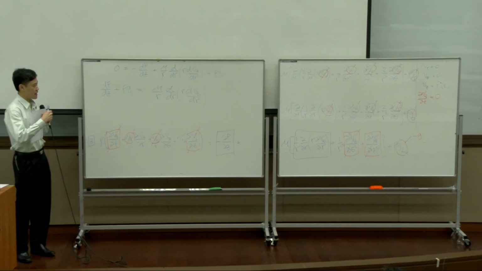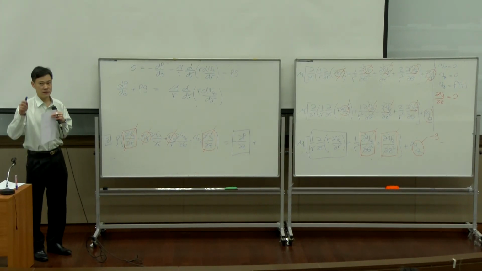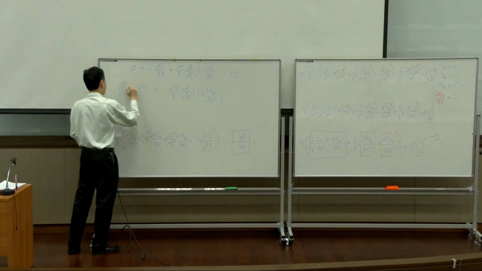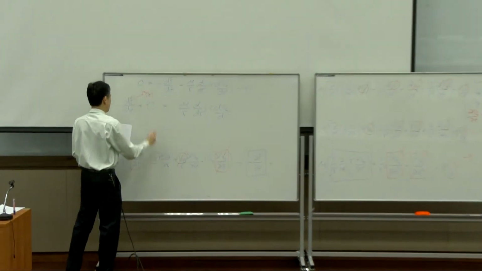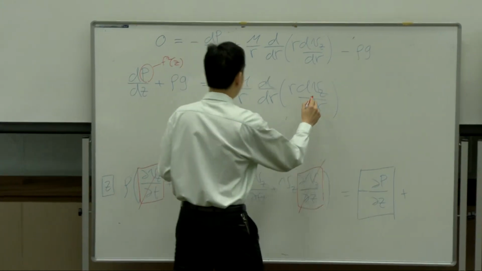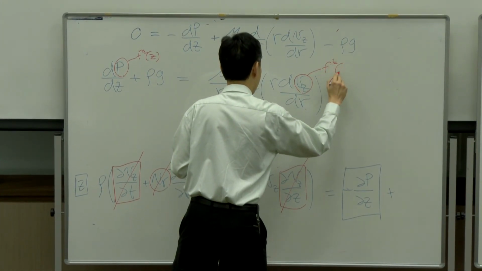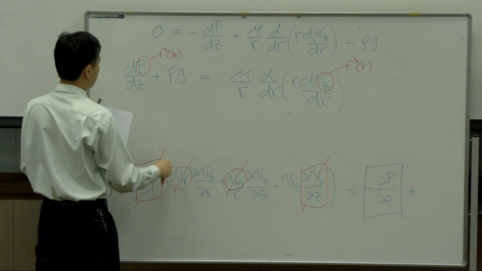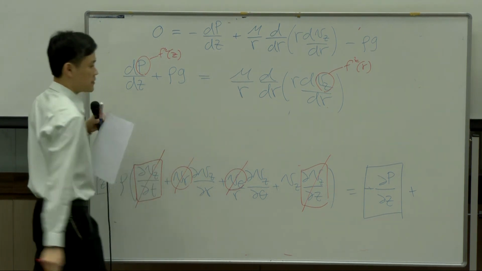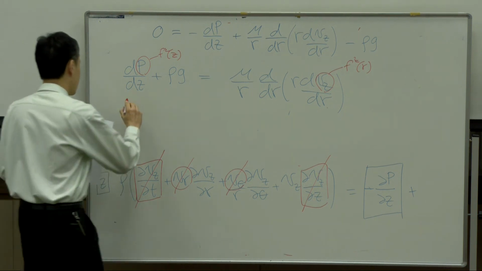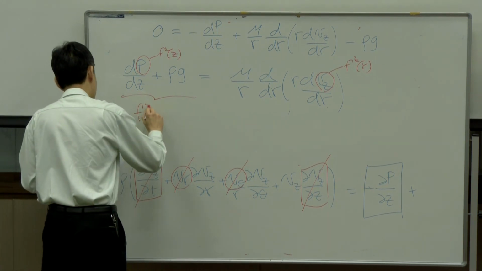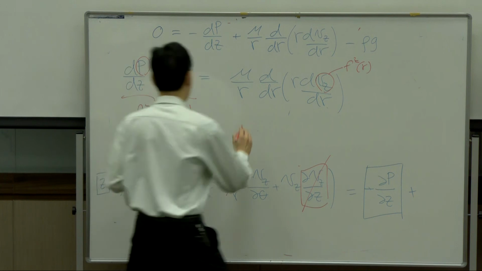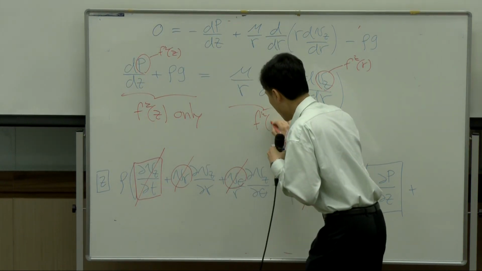You have 10 minutes left. So let's see how we can do it. Now you have to understand pressure is a function of Z. Okay? Velocity Vz is a function of R. The rest are constant. This is constant, constant, constant. Okay? So that means this side of the equation is a function of Z only. On the right-hand side is a function of R only.